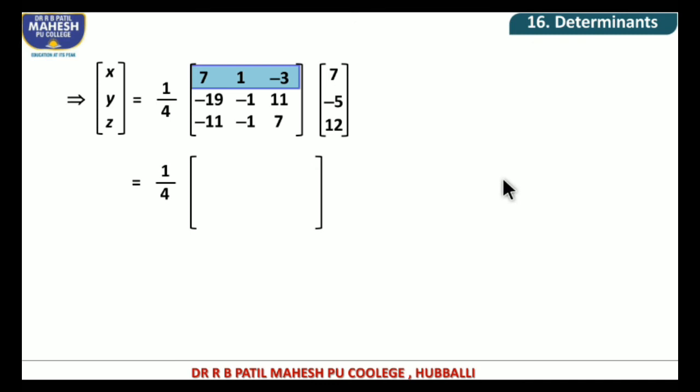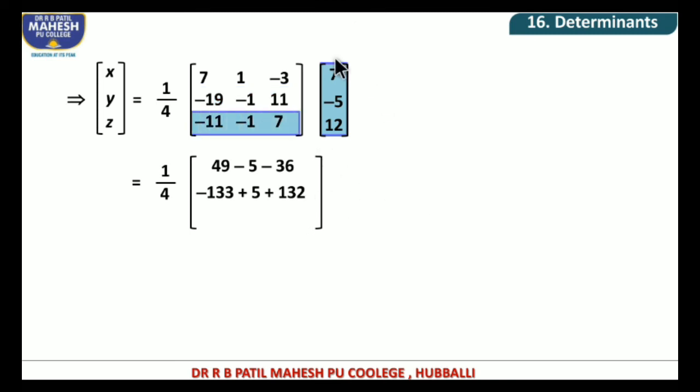Therefore, 7 into 7 is 49. 1 into minus 5 is minus 5, and minus 3 into 12 is minus 36. Therefore, we add all those elements. Then the second row and first column: we have minus 19 into 7, and minus 1 into minus 5 is plus 5, and 11 into 12, that is 132. Therefore, minus 133 plus 5 plus 132. And next, the third row and this column we have minus 77 plus 5 and plus 80.